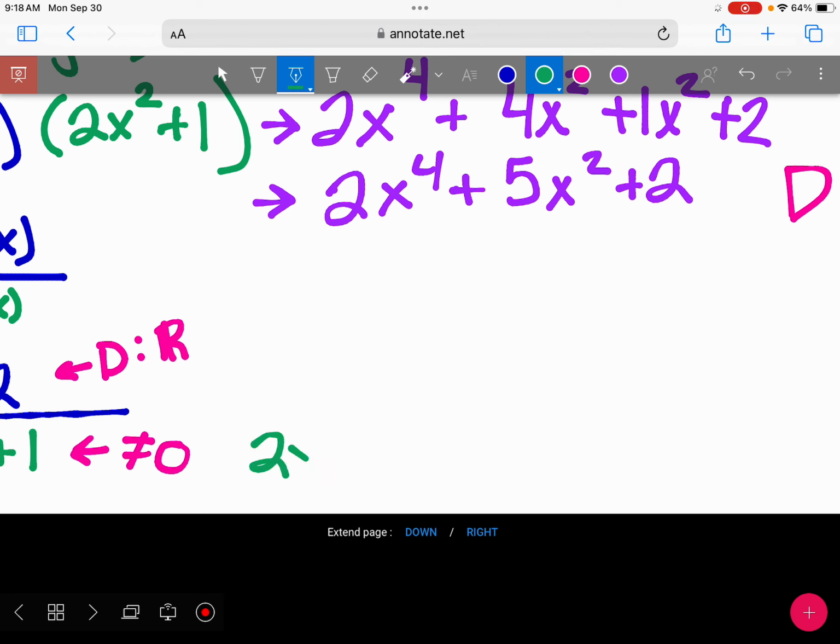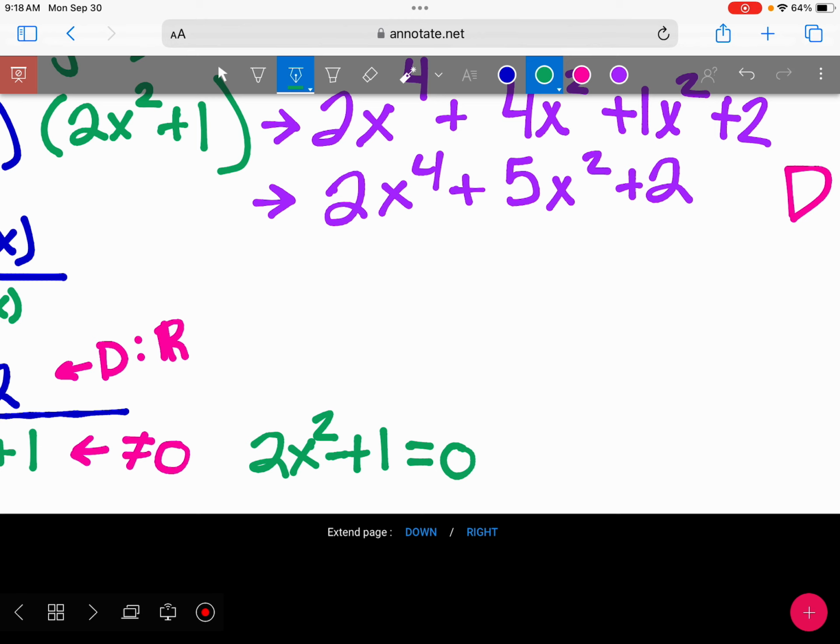2x, come on, iPad, 2x squared plus 1 equals 0. Oh my gosh, iPad. Stop losing your dang mind. I love it so much, I wish it would be here.